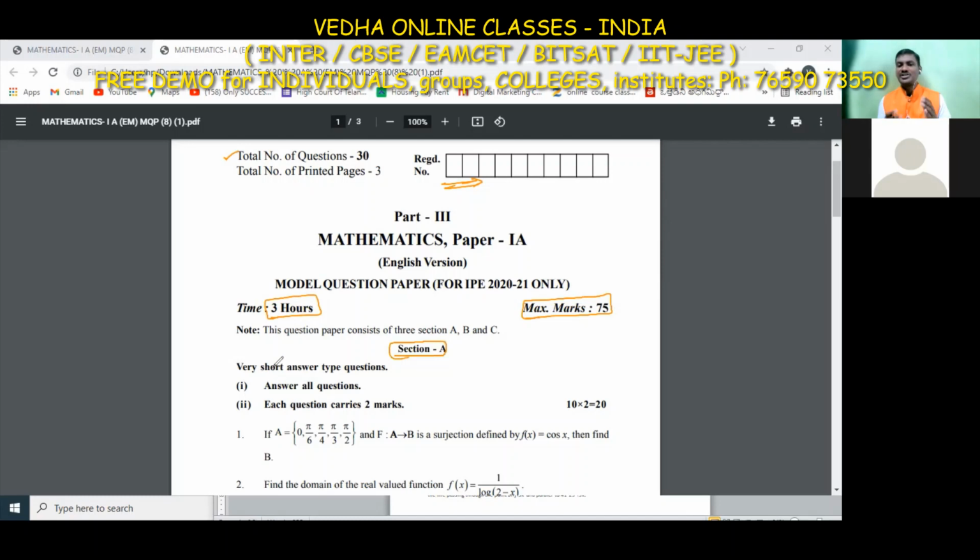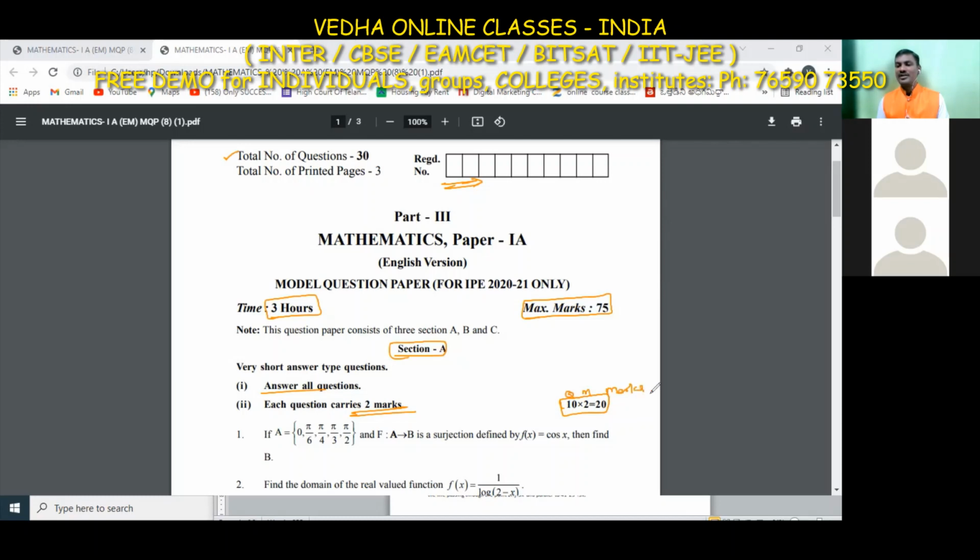This is very short answer type questions. Answer all questions, there is no choice here. We need to attempt all the questions. Each question carries 2 marks. What about the marks here? 10 into 2 is equal to 20 marks. 10 questions and each one 2 marks, total 20 marks.